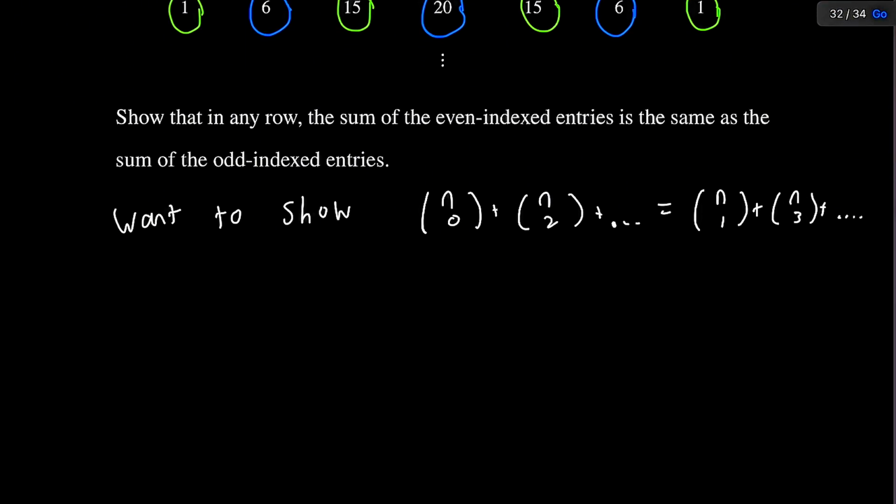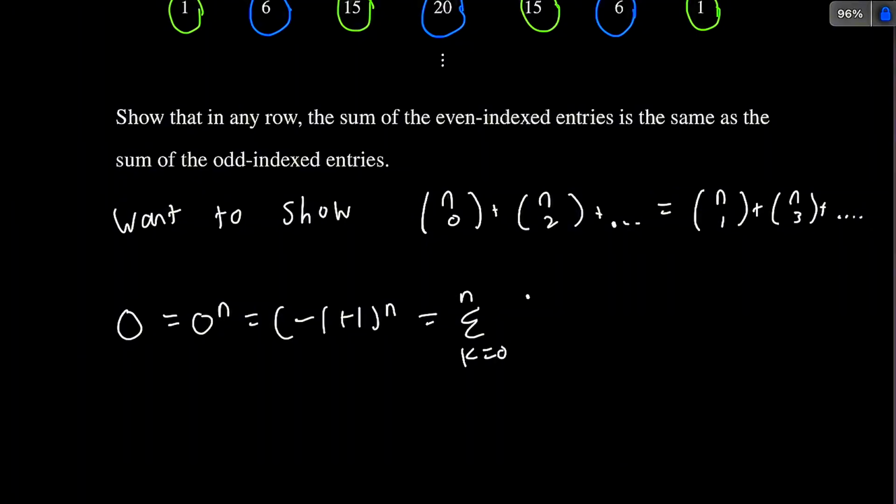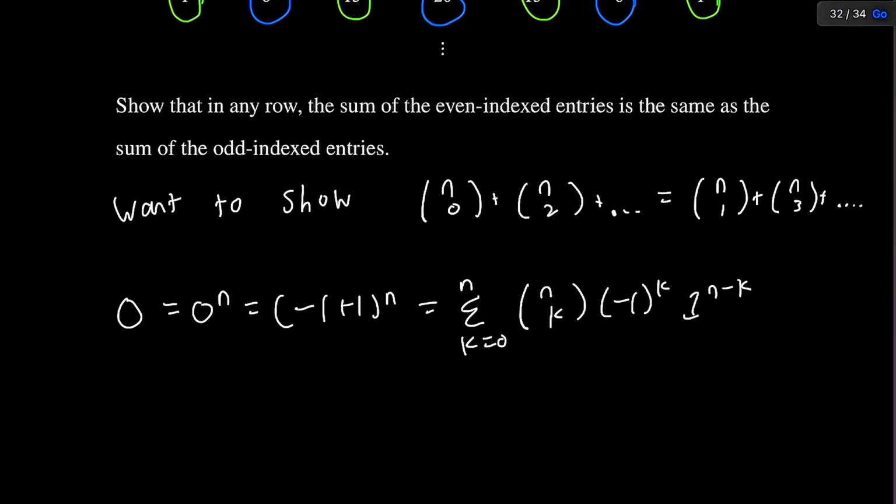So how do we show this? Well, we use the binomial theorem, actually. So let's rewrite 0 as 0 to the n, which is the same as negative 1 plus 1 to the n. Look at that. This is the binomial theorem, right? This is the sum from k equals 0 to n of n choose k, minus 1 to the k, 1 to the n minus k, right?